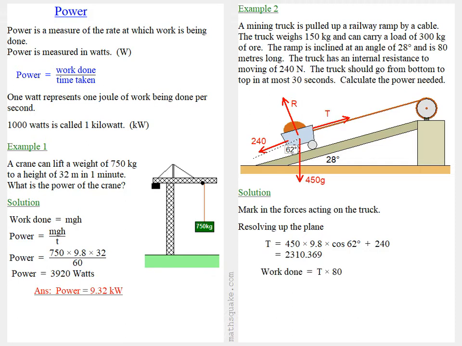Now the work done is the force times the distance moved, so that's T times 80. And the power is the work done per second. Now the total time is 30 seconds, so the power is the work done divided by 30. So it's T times 80 divided by 30, and that works out to be 6,160.985 watts. So our answer is the power needed is 6.16 kilowatts.